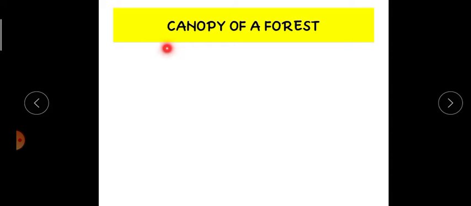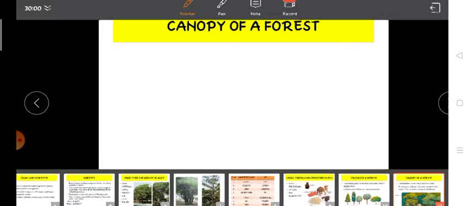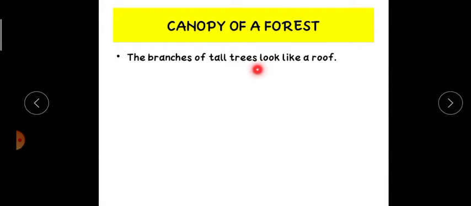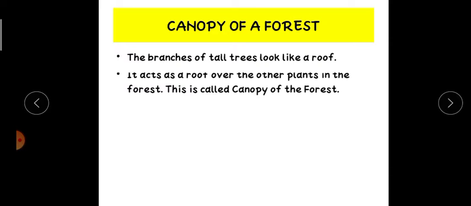Next, we have to understand what is actually the canopy of a forest. Children, crown and canopy do not match one another. Both are totally different things. Now let us know what is canopy. The branches of all tall trees look like a roof. If you see the branches of tall trees, it seems that it is just a roof standing above in the forest. It acts as a roof over other plants of the forest, and it is known as the canopy of the forest.